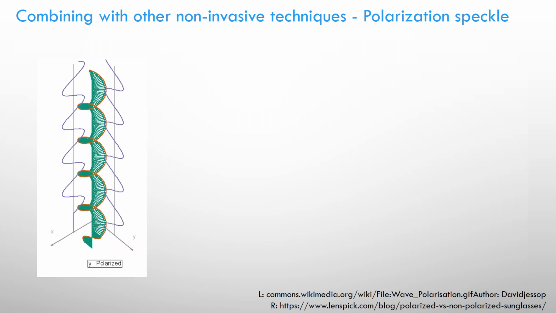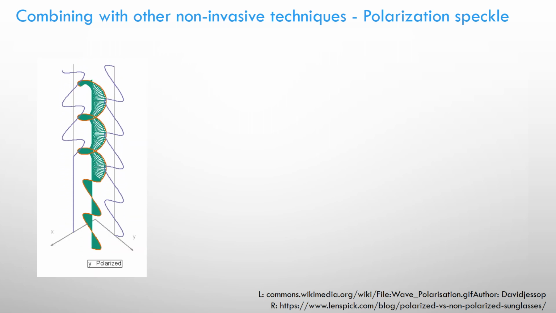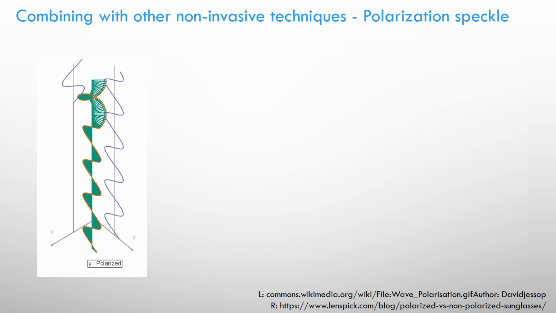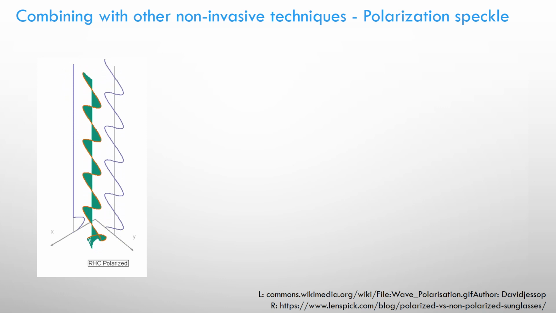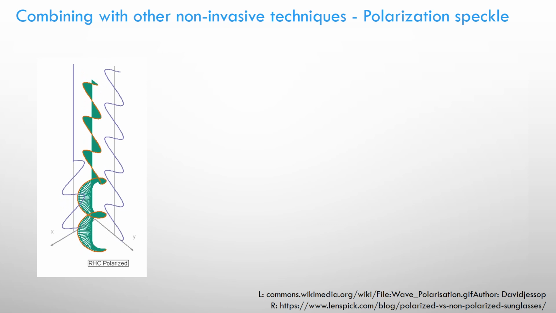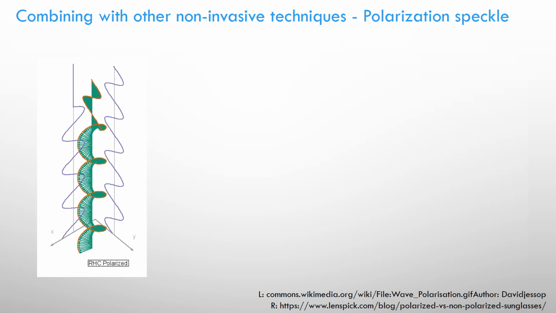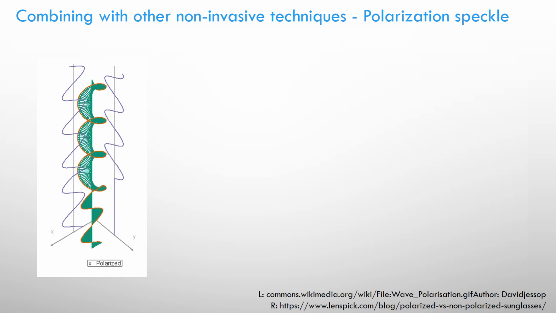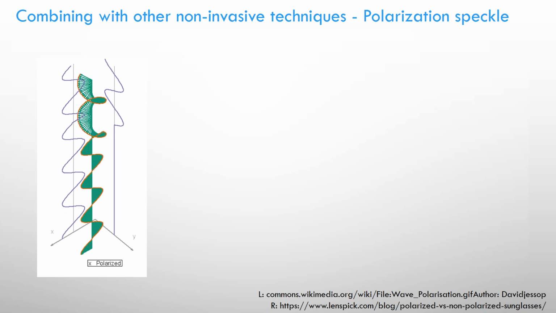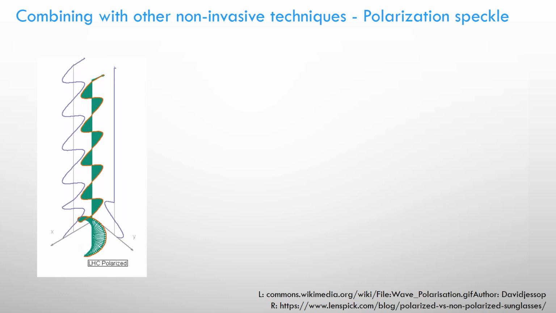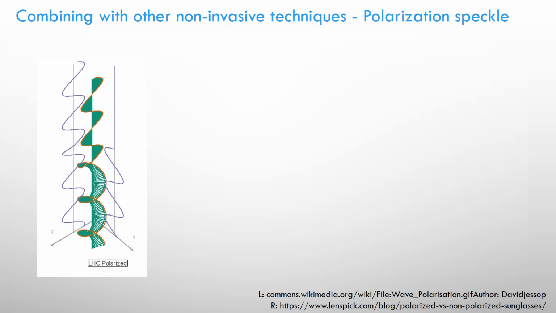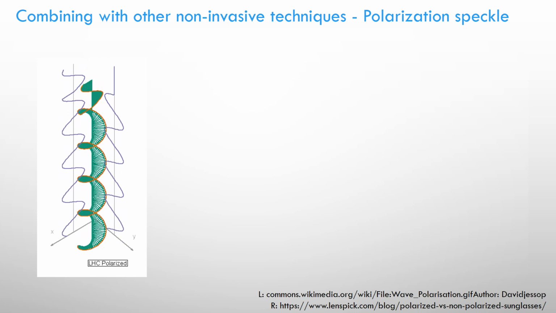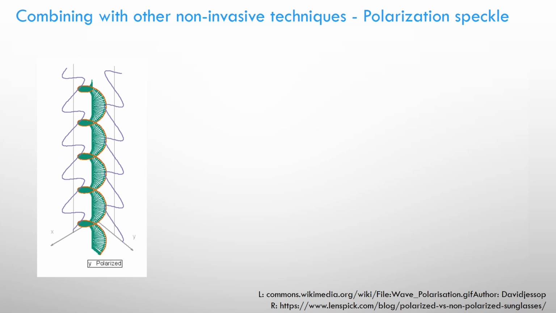So what is polarization? Roughly speaking, polarization is the orientation of the electric field of a light beam. When the waves are traveling in a coherent fashion, the light is polarized. When they travel in random orientations, the light is called unpolarized light.